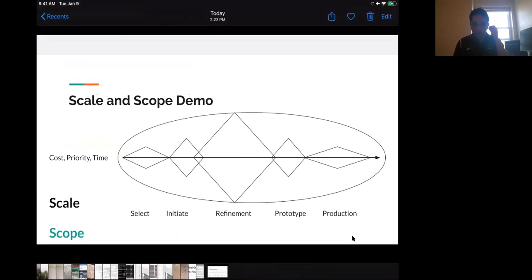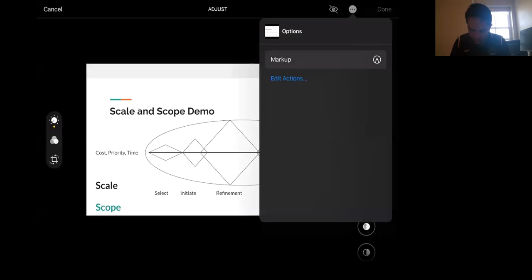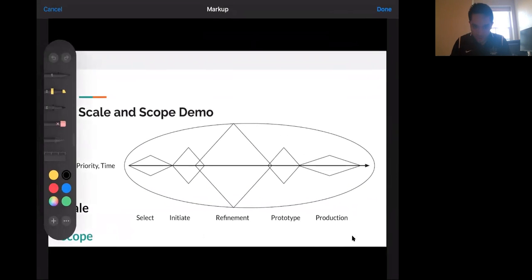So as a very high level scale and scope demo, now that you have this on the screen, let's see. Oh, this is pretty cool. I've never done this before. All right.